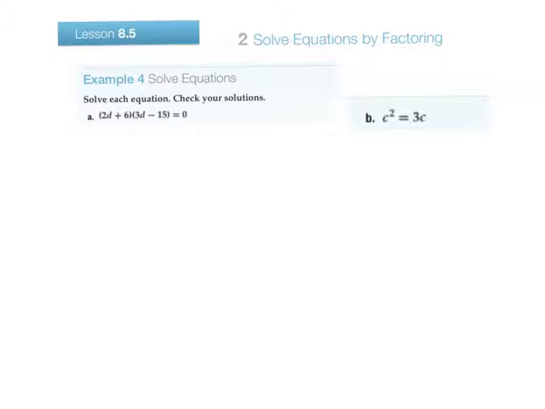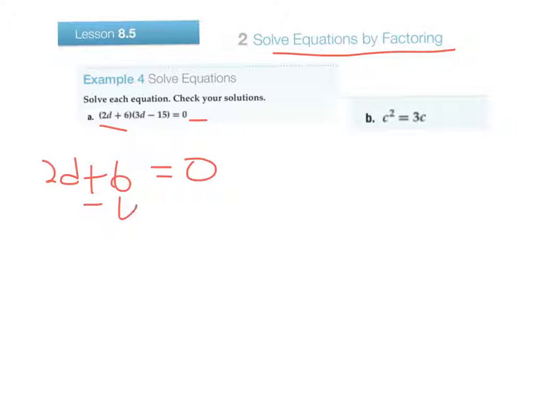What we're going to do now is solve by factoring. That means when we have it with parentheses, we're going to set each factor equal to 0, which you see here. That's called the zero product property. So if I have 2d plus 6, I'm going to make it equal to 0, and I'm going to solve this.